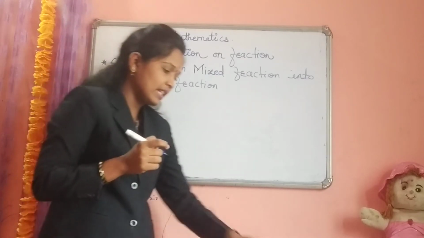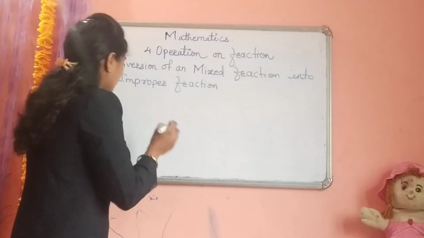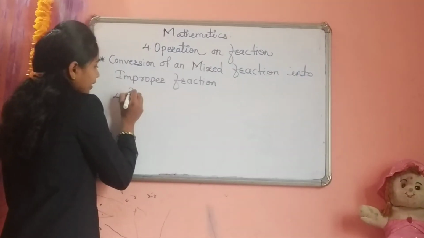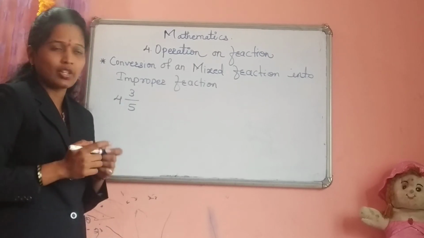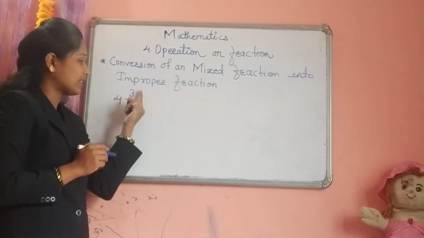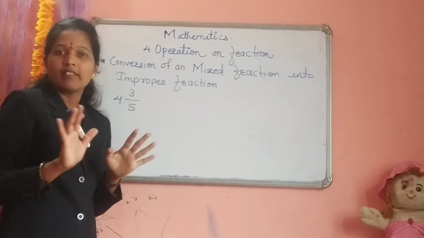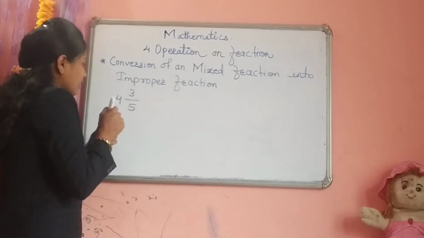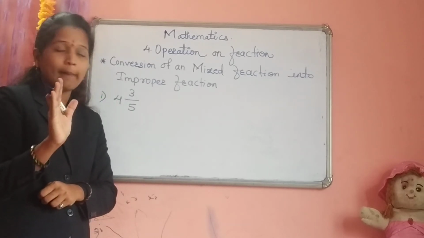Whatever mixed fraction is given in front of you, now pay attention. Suppose the mixed fraction is given in this way: 4 3/5. This is called a mixed fraction because 4 whole parts are there and a 3/5 part. So this is your mixed fraction. So how to convert this mixed fraction into improper fraction?